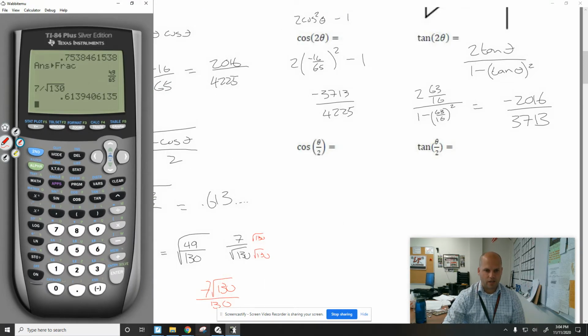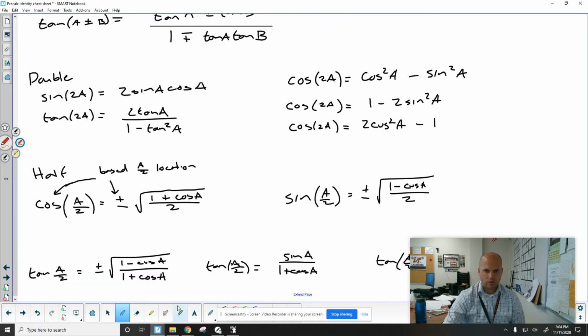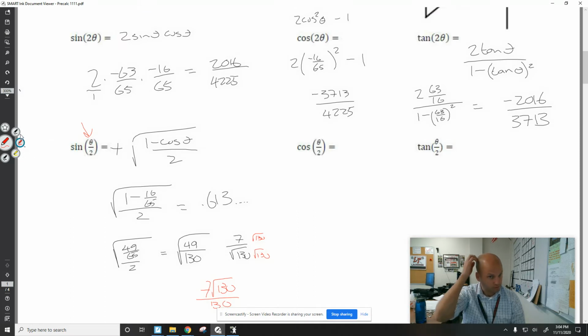All right, cosine theta over 2. Cosine theta over 2 is plus or minus, based on the angle over 2 location, root 1 plus cos A over 2. So it's a 1 plus instead of a 1 minus. We got this from the cosine 2a formula, how to get the square root formula. So you guys know where it comes from. Now you got to know how to use it. Plus or minus, that is the question.